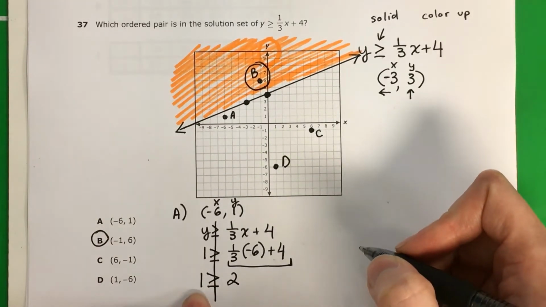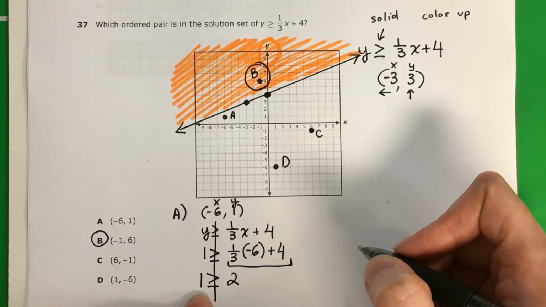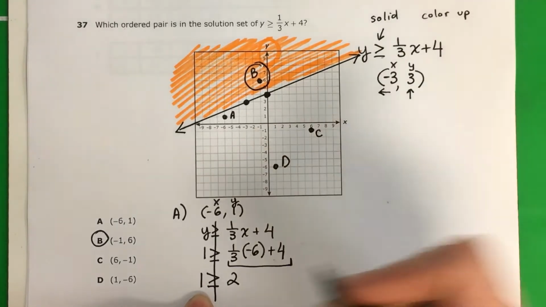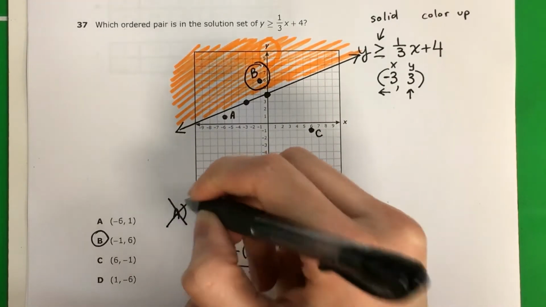So is 1 greater than or equal to 2? Is 1 bigger than 2? No. Is 1 equal to 2? No. So A is not correct.